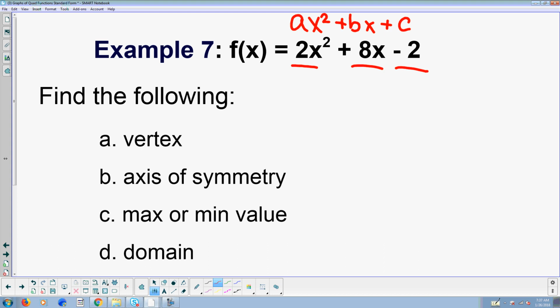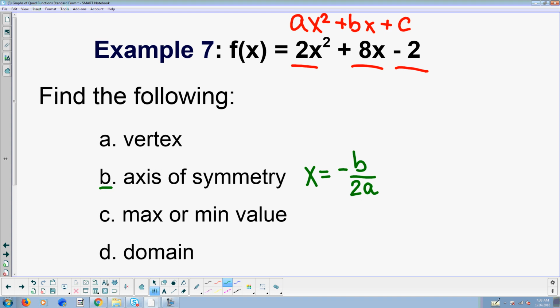We're actually going to begin with part B, axis of symmetry. There is a formula that you wrote down on part 1 of your notes for axis of symmetry that says x equals negative b over 2 times a. So what we will do is use our a, b, and c from the quadratic function in standard form and substitute our b and our a values into this formula.